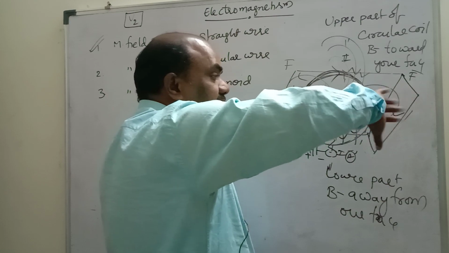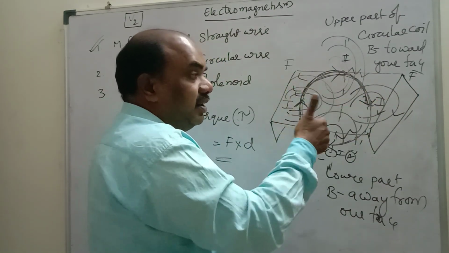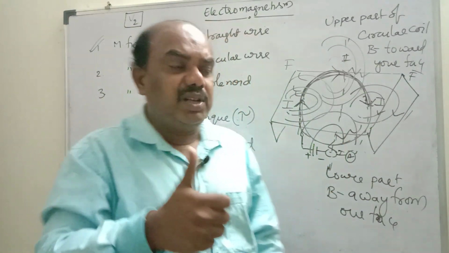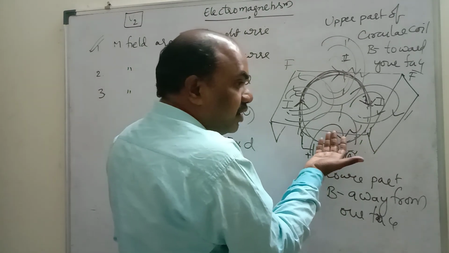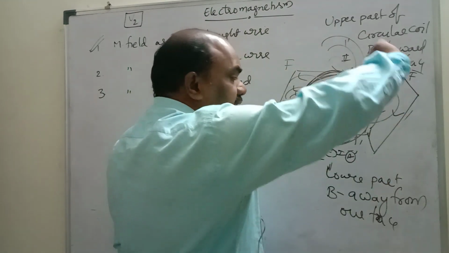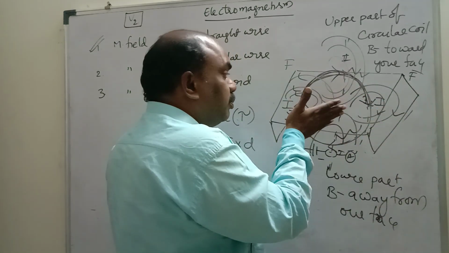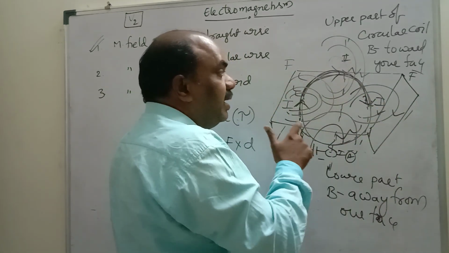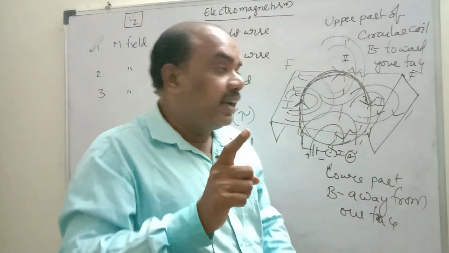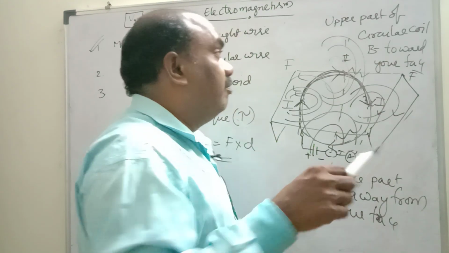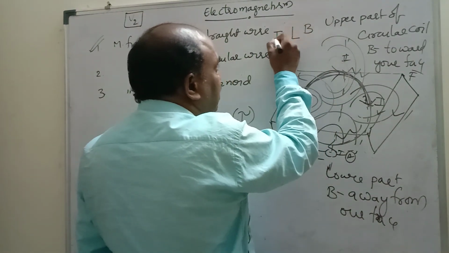On the right side the compass needle moves clockwise, on the left side it deflects anti-clockwise. Compass needle means the north pole of the compass needle. Here the north pole will be away from our face, here towards our face. On one side the north pole moves right, on the other it moves left. Based on this, we can say the direction of magnetic field is always perpendicular to the direction of current. Very, very important.